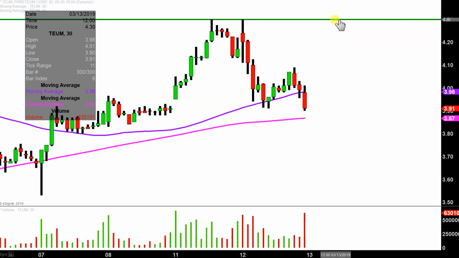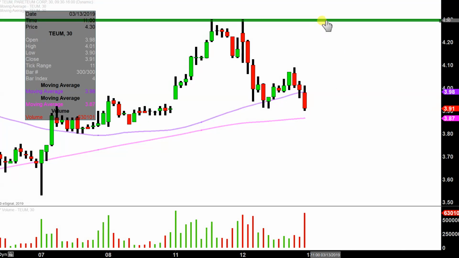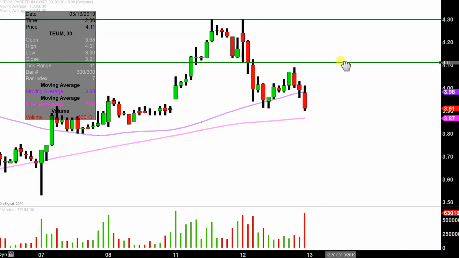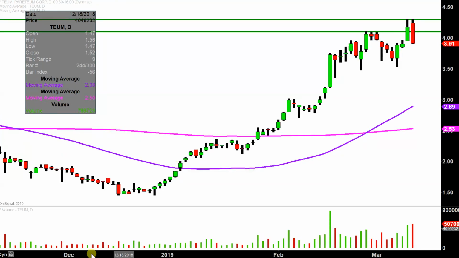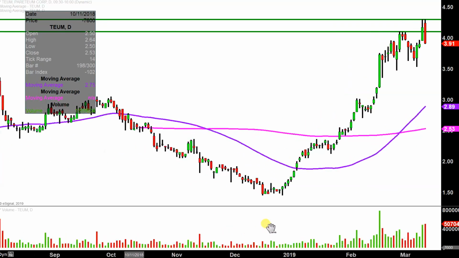Now, as far as other areas of support, in the event 430 doesn't hold, the next key overarching level of support would be down here right around $4.10. So going into tomorrow, again, 430 and then 410, those are the primary levels of support on any sort of pullback. As far as areas of resistance are concerned, let's go to the daily time frame. Now each one of these represents an entire day, which is what you would, like I said, normally see.